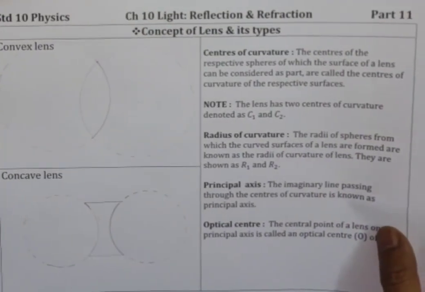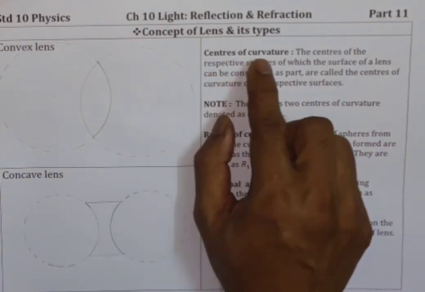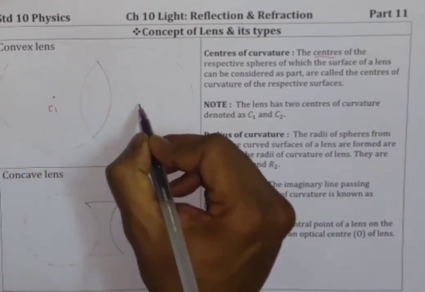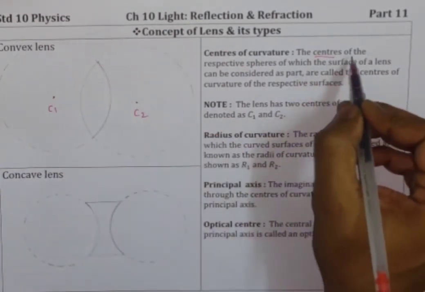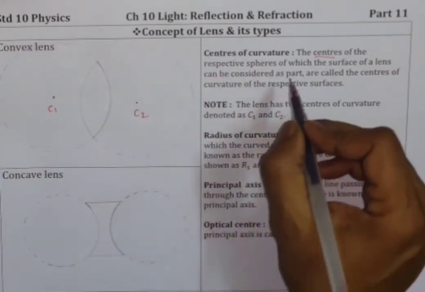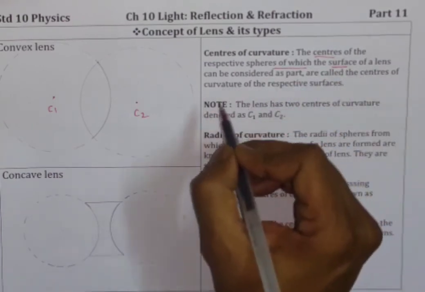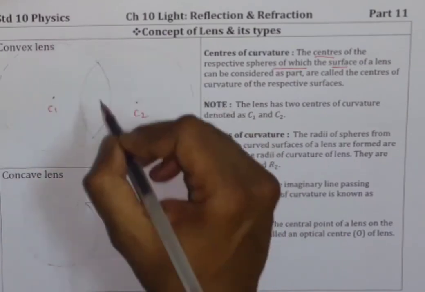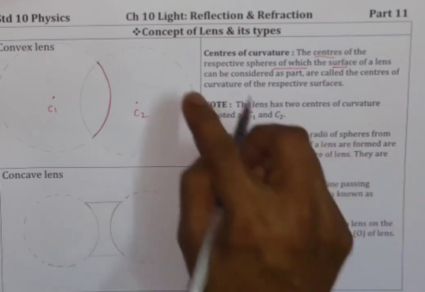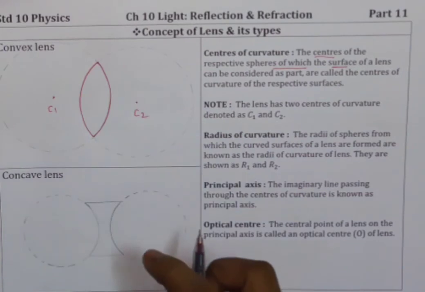Moving ahead. Few terms associated with convex lens. First, centers of curvature. Alright. The centers C1 and C2 of the respective spheres, एक ये स्फीयर, दूसरा ये स्फीयर, of which जिसके surface of the lens can be considered. Yes, ये पहला स्फीयर का ये पार्ट is the surface of the lens. दूसरे स्फीयर का A part is surface of the lens.